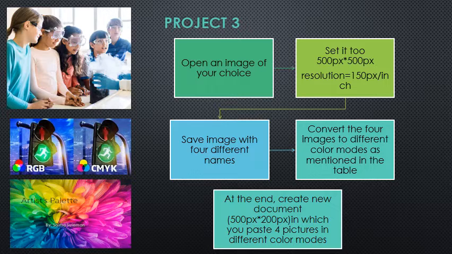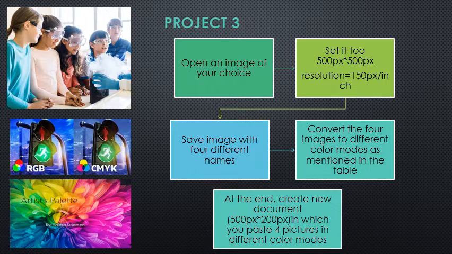you can give them. The next step is to convert the 4 images to different color modes as mentioned in the table below. You have one table given on page number 68. There are 4 image numbers, image 1, 2, 3 and 4. And the color modes for these 4 pictures are CMYK, grayscale, sepia and duotone. These 4 things we have to do today.